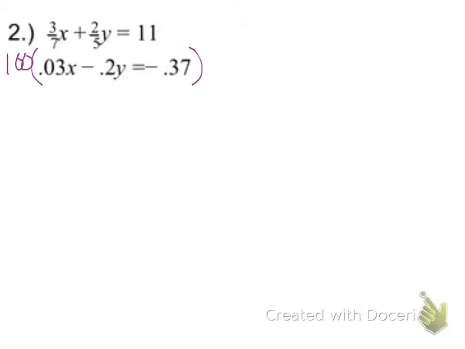So I'm going to multiply that equation by 100. When I do that, it moves the decimal place 2 over, so I get 3x, minus 20y, and move it 2 over to get a negative 37. Is everybody okay with that? You've actually moved decimals before by multiplying and dividing by 10.